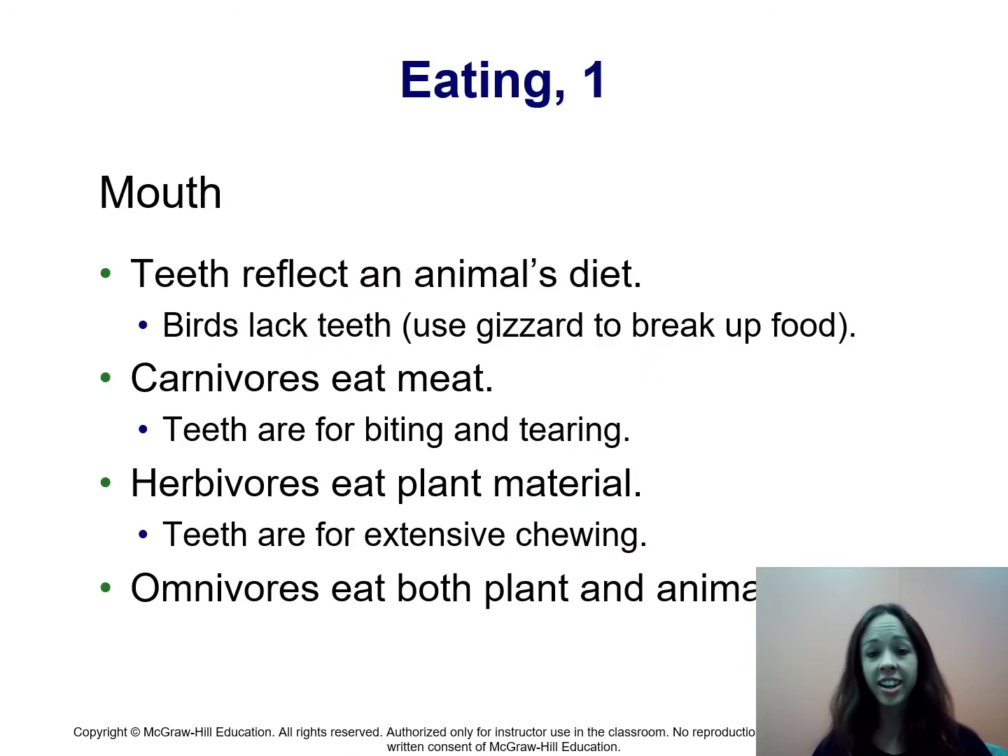The teeth found within an animal's mouth represent the type of diet that animal eats. The teeth of a carnivore are really sharp because they are needed to break through the tough skin and muscle found in their prey. Herbivores have flat teeth that are made for extensive chewing of plants, trying to break up that cell wall. Omnivores have both kinds of teeth, since they eat both plants and animals. Birds are different though. They actually don't have teeth. They have a specialized organ called a gizzard that will break down the food for them in the same way teeth do for animals.